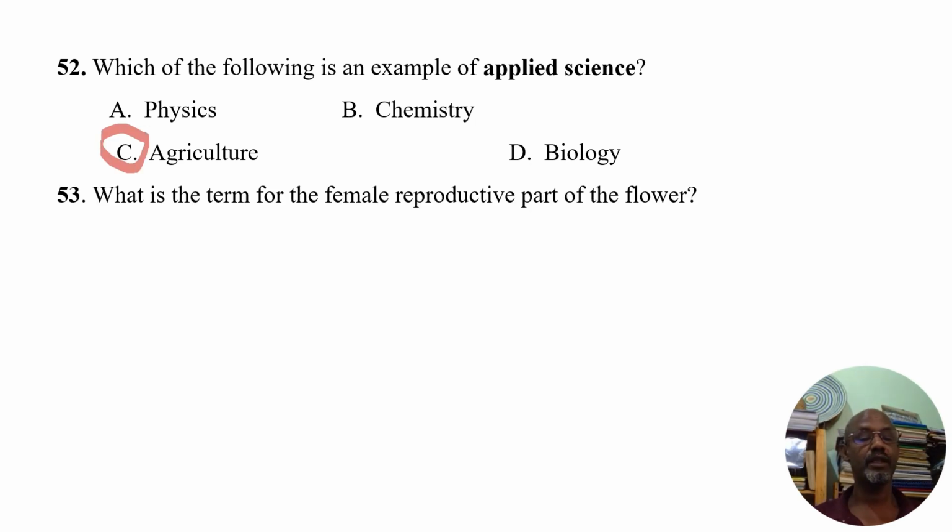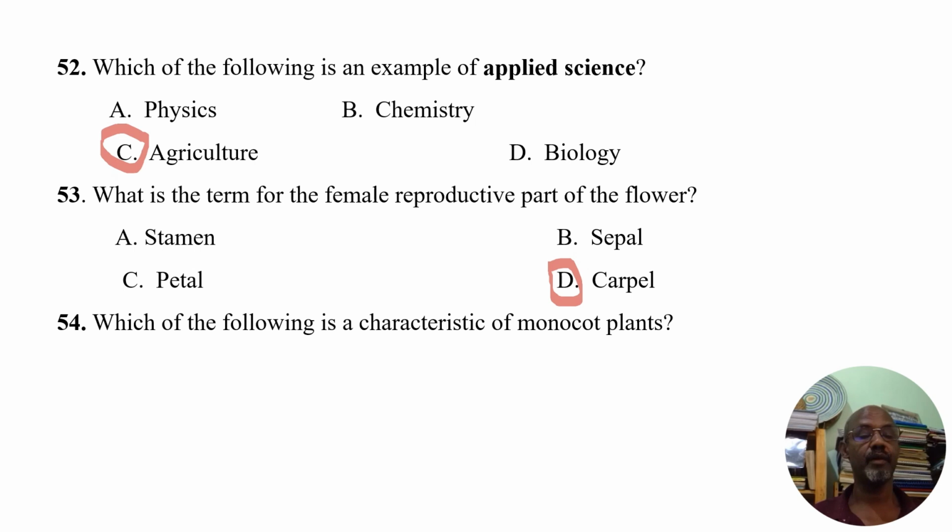Then, question number 53. What is the term for the female reproductive part of the flower? It's very simple, trivial question. Again, it is carpel or pistil. Of course, another name. 54.